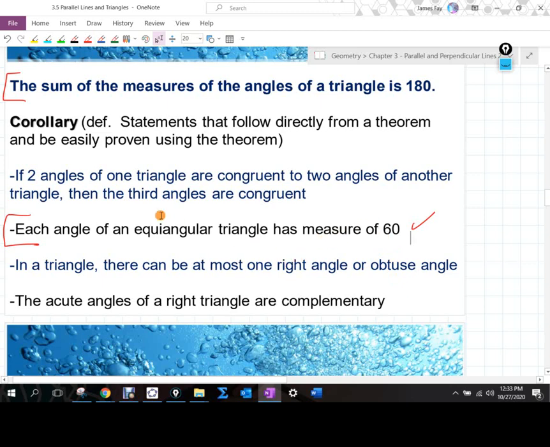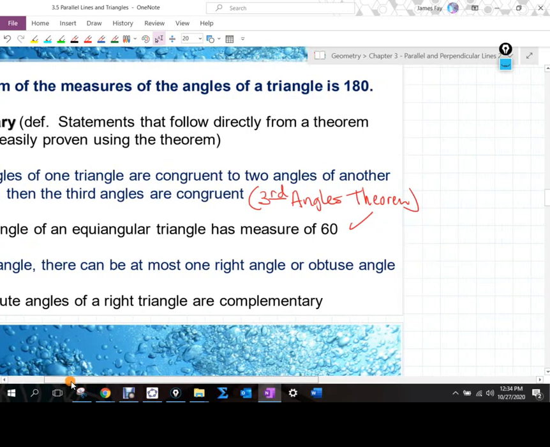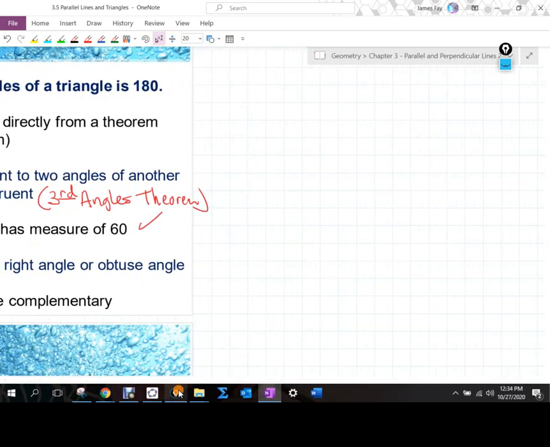If 2 angles of one triangle are congruent to 2 angles of another triangle, the third angles are congruent. Okay? Just the way that I was trained with this stuff when I was in school, and we use this a lot, it's called a corollary in our textbook, but you're going to hear me call it the third angles theorem. And the idea of that is this.